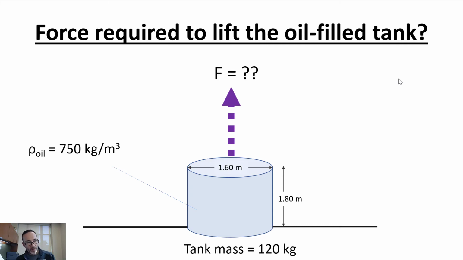In this example, we're going to solve what is the force required to lift the oil-filled tank. As you can see, this cylindrically shaped tank has a height of 1.8 meters and a diameter of 1.6 meters. The mass of the tank is 120 kilograms, and that's referring to the material that the tank is made out of and its mass. The tank is filled with an oil that has a density of 750 kilograms per cubic meter.